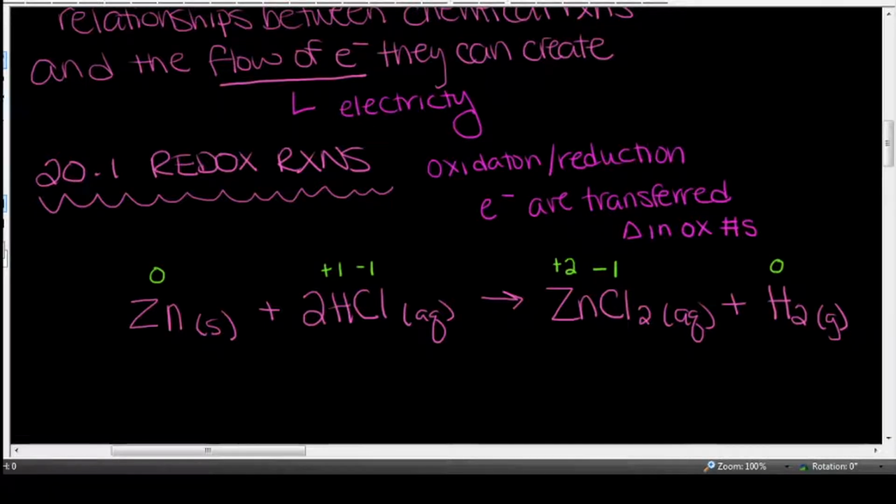Okay, so we can see in this reaction that there is a change in oxidation numbers. And you can see that zinc is going from a 0 to a +2. If it's going from a 0 to a +2, that is happening through the loss of electrons. We call the loss of electrons oxidation.